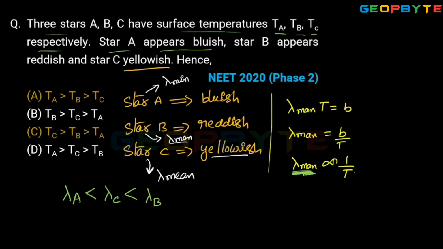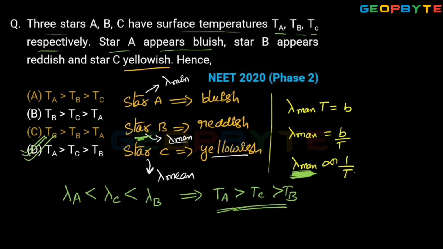Since wavelength is inversely proportional to temperature, from this I can say that TA is more than TC, which is more than TB. That means for star A to appear bluish, it must have high temperature. Similarly, for star B to appear reddish, it must have the minimum temperature among the given temperatures. So TA greater than TC greater than TB. Therefore, option B is absolutely correct.